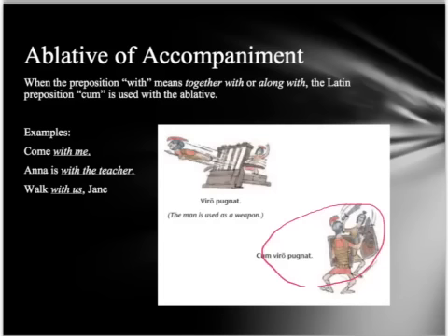This example up here, he fights with a man, would be an ablative of means. It's how he's fighting. He's using the man as a weapon. Here in this example, he's fighting with him, along with him. Examples are: come with me, Anna is with the teacher, and walk with us. Anytime you use an ablative of accompaniment, you use the preposition cum with the ablative.